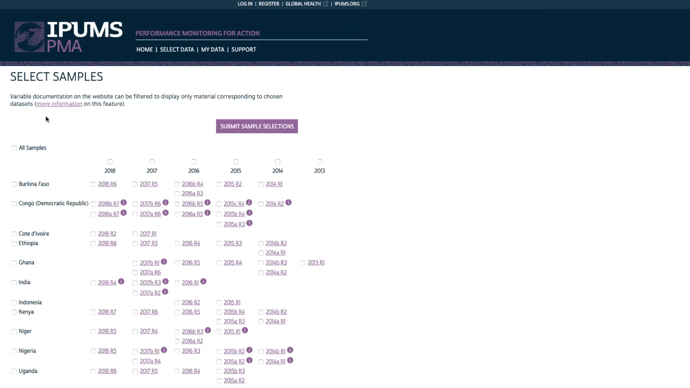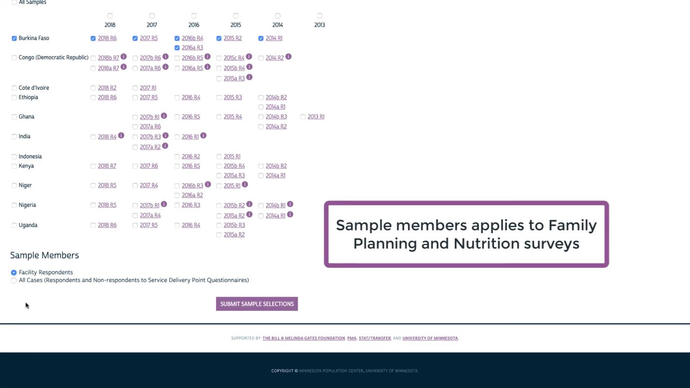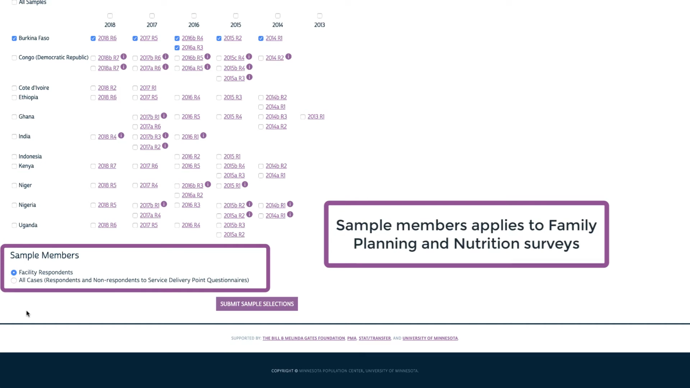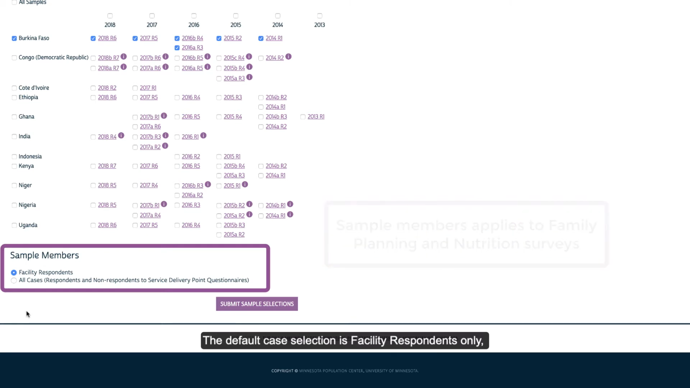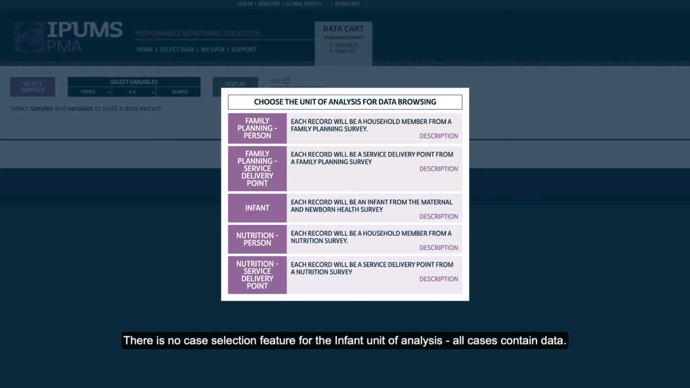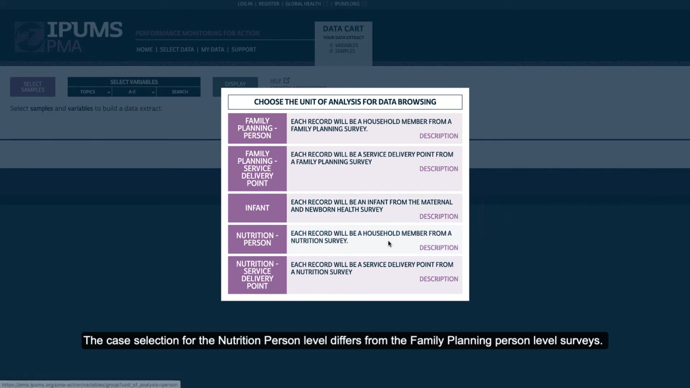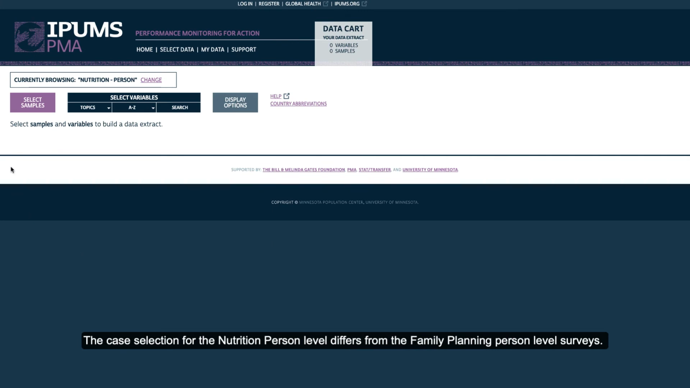For the survey delivery point unit of analysis, for both family planning and nutrition surveys, both facility respondents and non-respondents were included in the original data. The default selection is facility respondents only, but users can select all cases on the sample selection page. There is no case selection feature for the infant unit of analysis. All cases contain data.